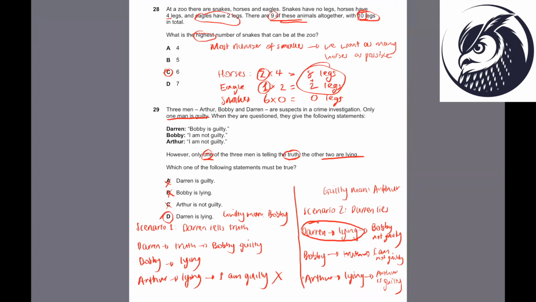So the way to approach question 9, as you can see, is just by considering the 2 easy scenarios, whether Darren is lying or Darren's telling the truth. Now, you could have applied it to anyone. You could have applied the scenarios to just Bobby's statement. So you can either say Bobby is telling the truth or Bobby is lying. You're going to end up with the same answer in the end. So you just need to create 2 scenarios for yourself based on any one of those 3 men's statements.